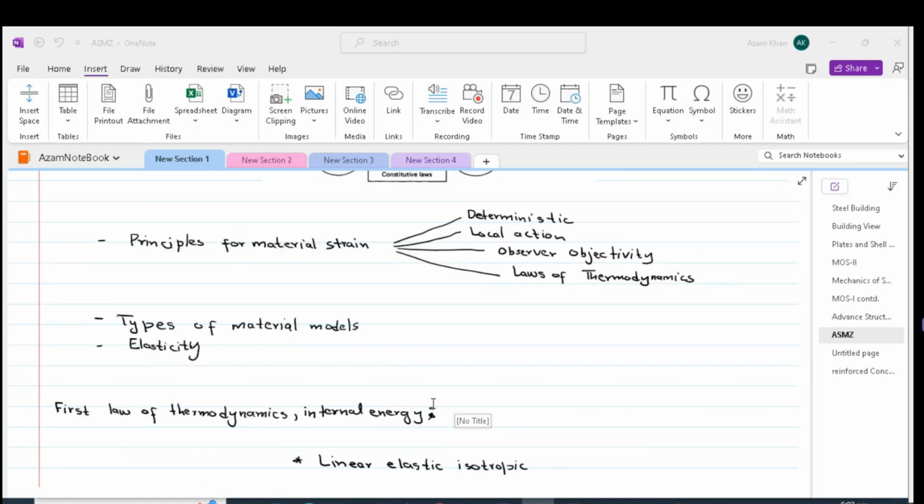In this presentation, we will only discuss elasticity, although there are many different types of material models available. We can have elastic, hyperelastic, hypoelastic, viscoelastic material models. In inelasticity, we can have plastic, viscoplastic, or damage models available. We will only confine our discussion to elasticity.